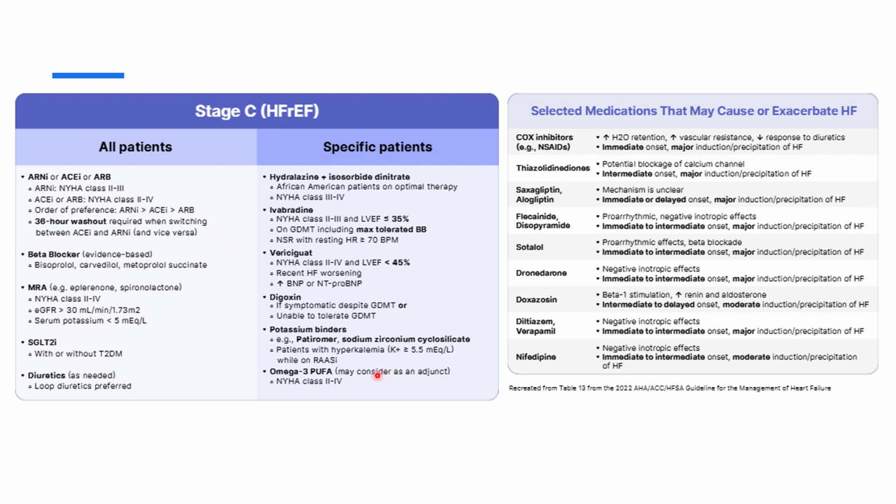Potassium binders such as patiromer, sodium zirconium cyclosilicate, in patients with hyperkalemia whereby the potassium is above 5.5 milliequivalents per liter. Then omega-3 PUFA may be considered as an adjunct in NYHA class 2 to 4. And there are a few medications that may cause or exacerbate heart failure that include COX inhibitors, thiazolidinediones, saxagliptin, alogliptin, flecainide, disopyramide, sotalol, dronedarone, doxazosin, diltiazem, verapamil, as well as nifedipine.